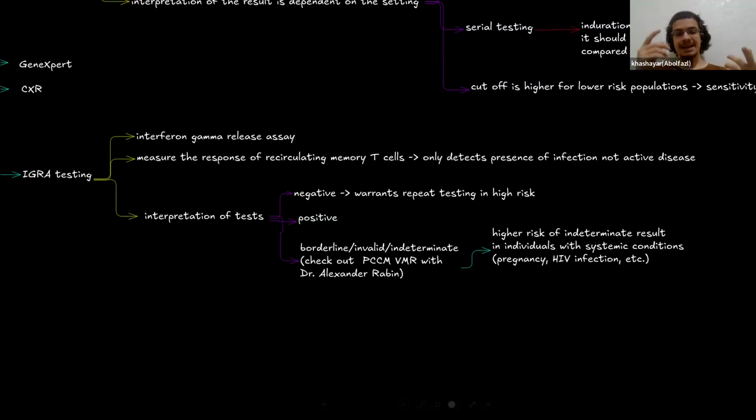In case it comes back as borderline, invalid, or indeterminate, you should again repeat the test, but keep in mind that there is higher risk for indeterminate results in individuals with systemic conditions like pregnancy, HIV, or immunocompromised state.